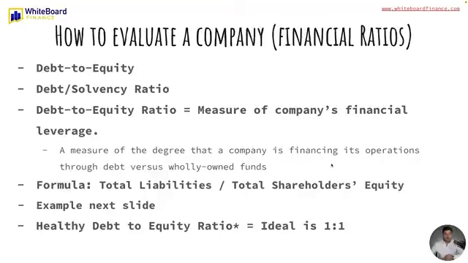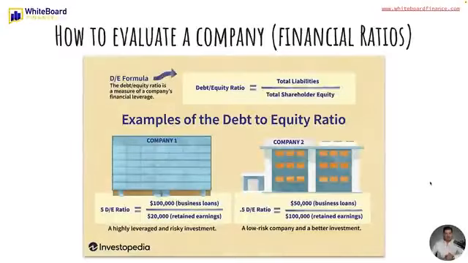So we're going to show you the formula for this. It's going to be the total liabilities divided by the total shareholders' equity. And the example is going to be on the next slide. And remember, a healthy debt to equity ratio is typically 1-to-1, again, with the asterisks. So if you look at the debt to equity ratio, you're going to look at total liabilities divided by total shareholder equity. This is what you owe versus what the shareholders own.